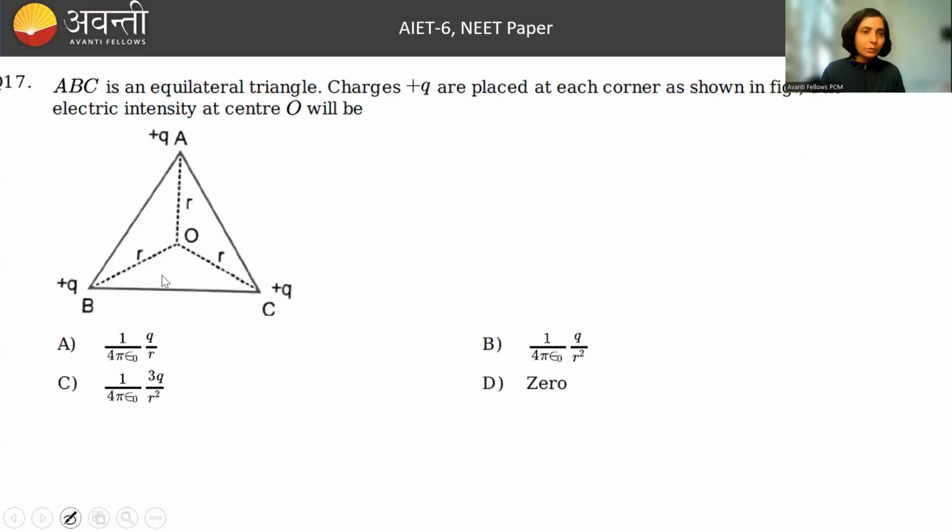Okay, so now this is the question. ABC is an equilateral triangle. Charge plus Q are placed at each corner as shown in the figure. Electric intensity at center O will be. Again, why I included this question?